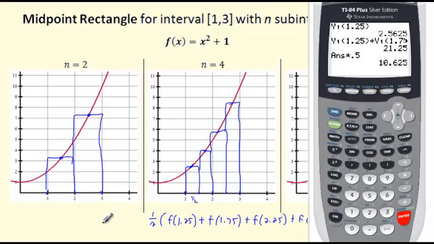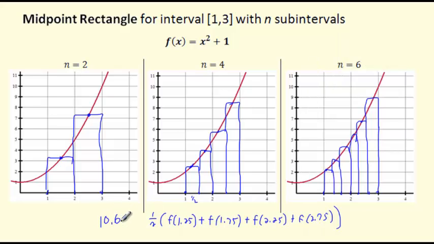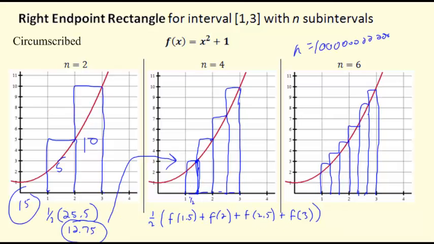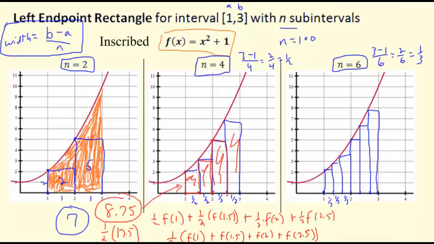I've got 10.625. Is that what that was? 625? 625. And that is starting to get to be a pretty good approximation of this. So if you added up all these for the area of this, it's 10.625 as compared to 12.75, which was too high, 8.75, which was too low.